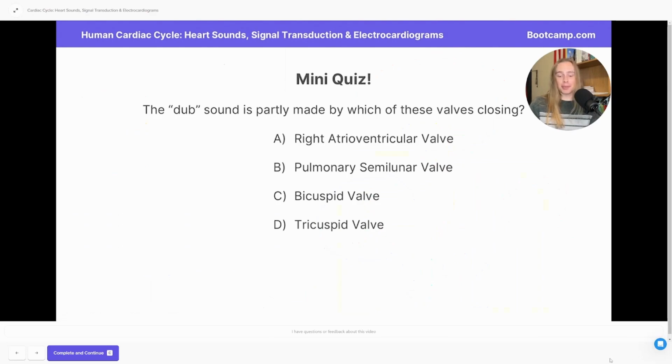The dub sound is partly made by which of these valves closing? When looking at this one, there's something that we should notice right away. These are two atrioventricular valves, and we have a right atrioventricular valve as an option. The tricuspid valve and the right atrioventricular valve are the same thing, so A and D already look pretty sketchy. With noting the suspicion of the AV valves, we can then look at B, the pulmonary semilunar valve. Recall that the dub sound is the second sound, and it's made by the audible snapping shut of our pulmonary semilunar valve as well as the aortic semilunar valve.